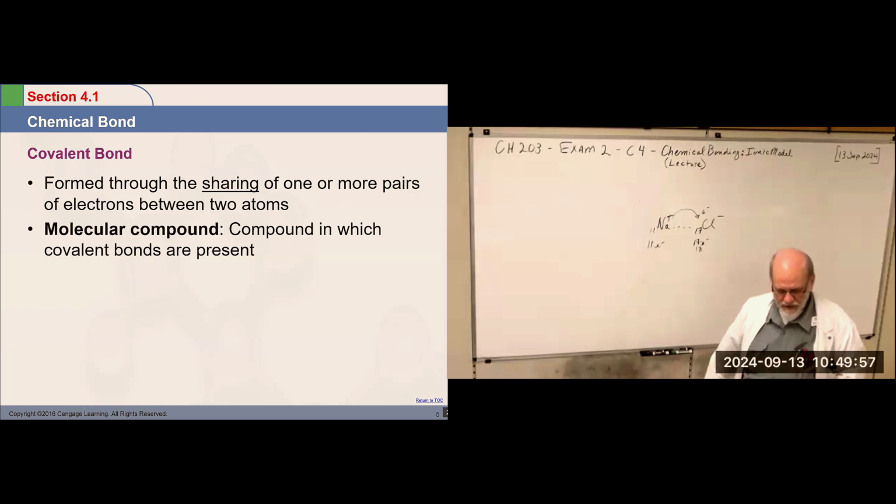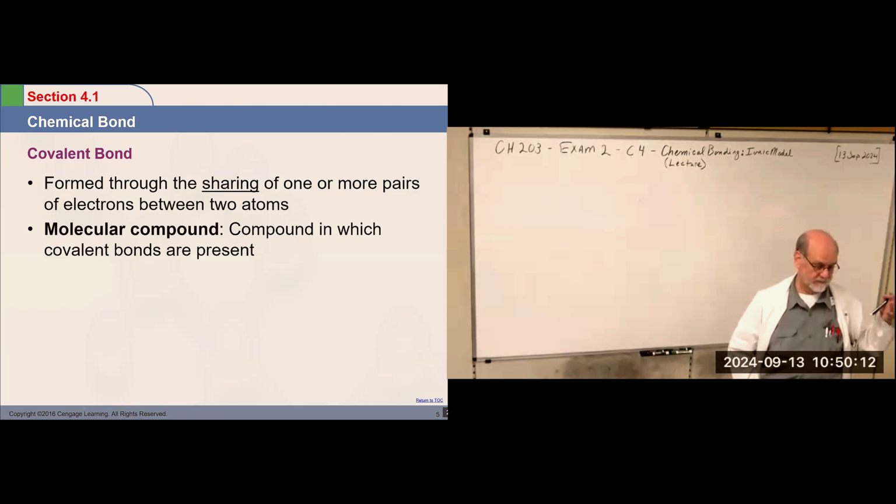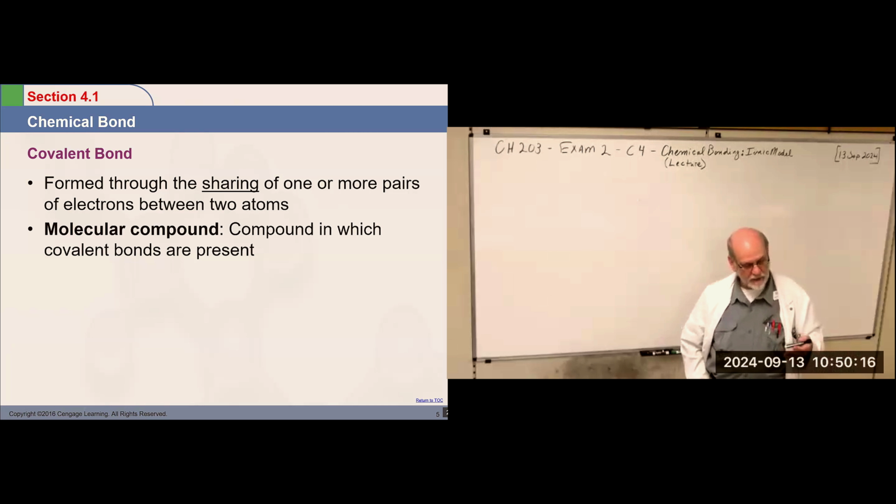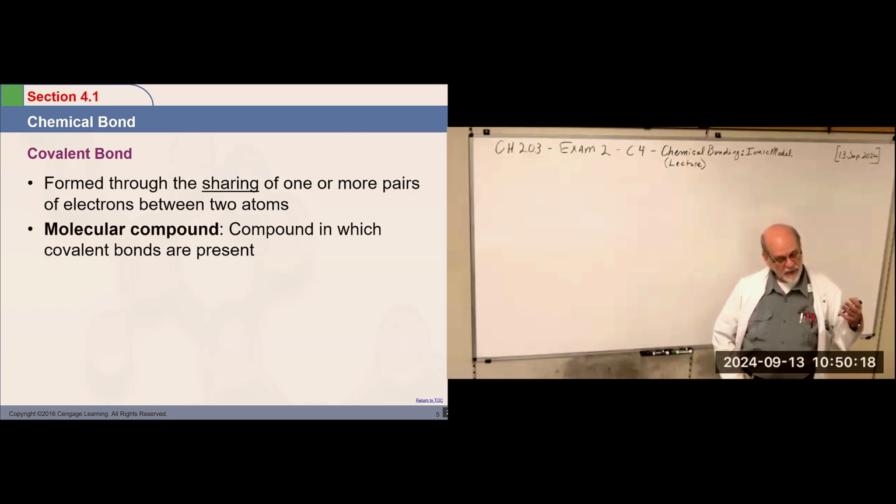Whereas covalent bonds form between two nonmetals. And we describe them that they all make compounds when you combine different elements. You get a compound. But there's a difference between ionic compounds like I just described and molecular compounds.